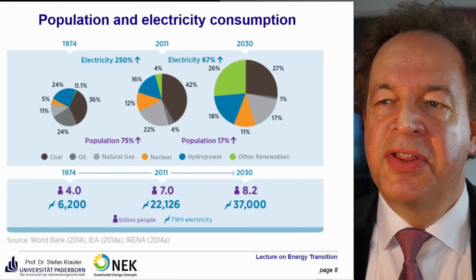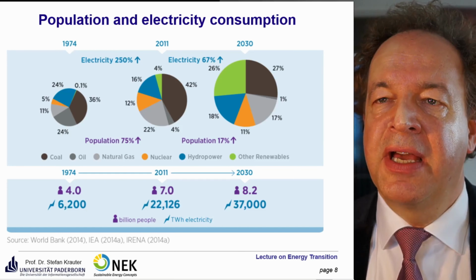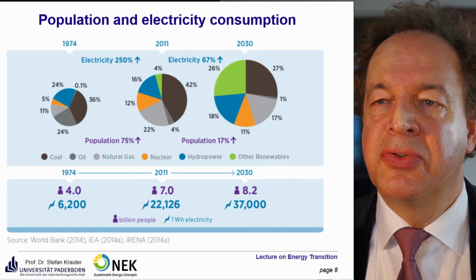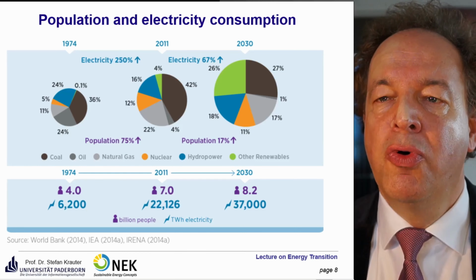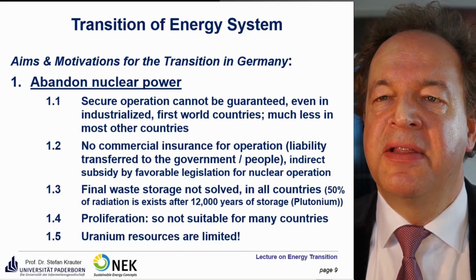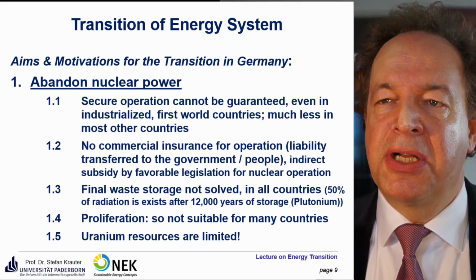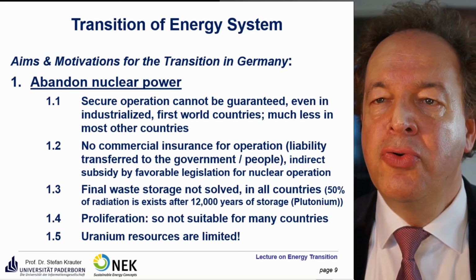We have to deal with an increasing population and also with an increasing electricity consumption. The consumption is increasing on a bigger scale than the population because we see a shift in terms of energy towards electricity. We will discuss first the aims and the motivations to carry out the energy transition, particularly here in Germany. The first idea was to abandon nuclear power.